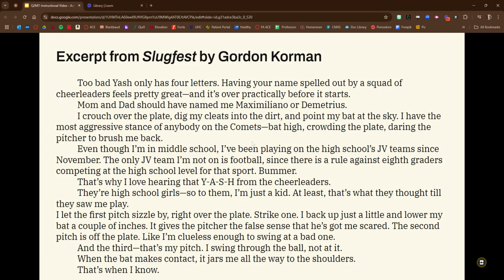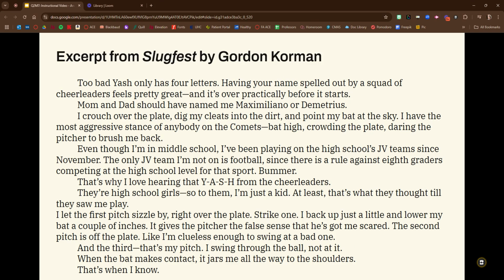So I want to show you guys an excerpt. We're going to walk through this assignment, this writing prompt, with an excerpt from the book Slugfest by Gordon Korman. I do have the full book as a digital copy. If you would like it, just let me know. I think it's really fun. Okay, so here's how the story starts.